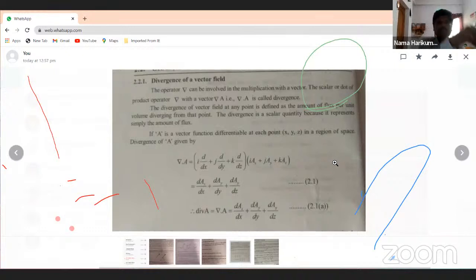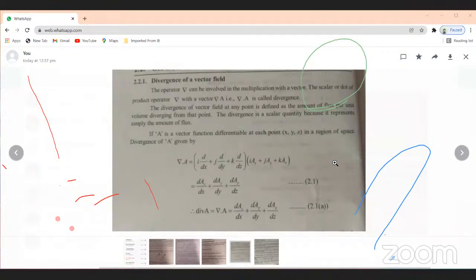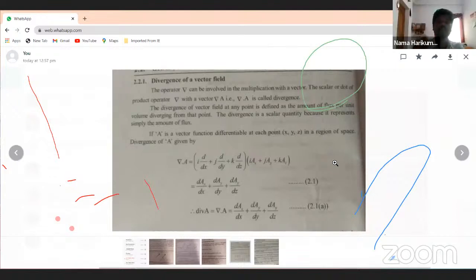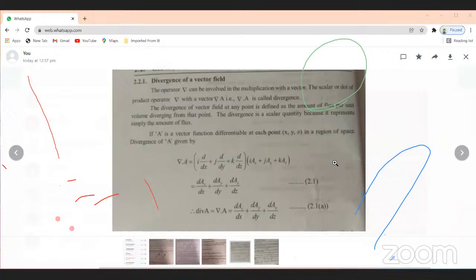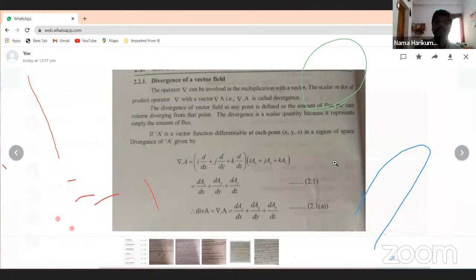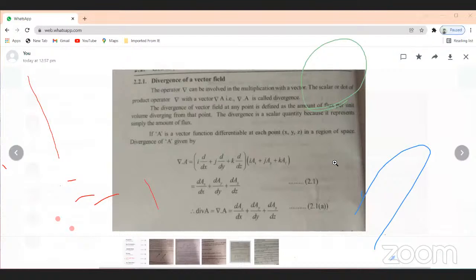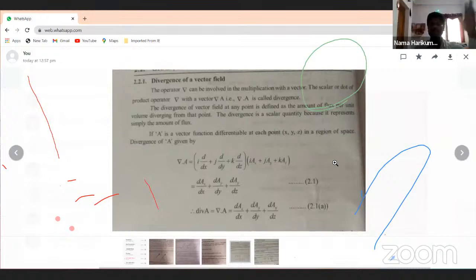All right. So in this field, you do the work. For example, assume a vector A. A is a vector quantity. Vector means we have magnitude and direction. That is i into Ax plus j into Ay plus k into Az. It is clear. Both we have to multiply.